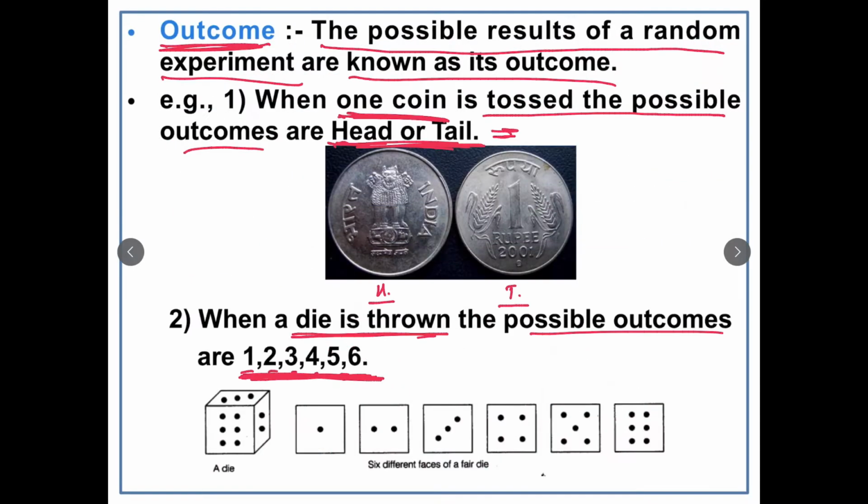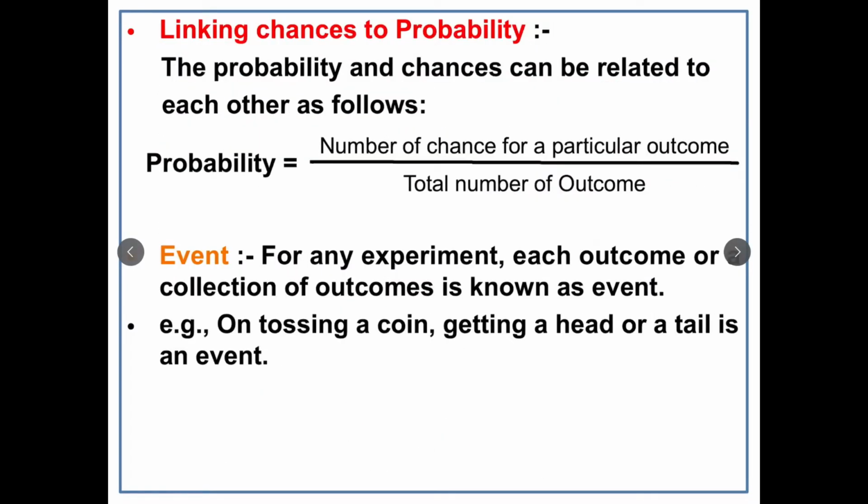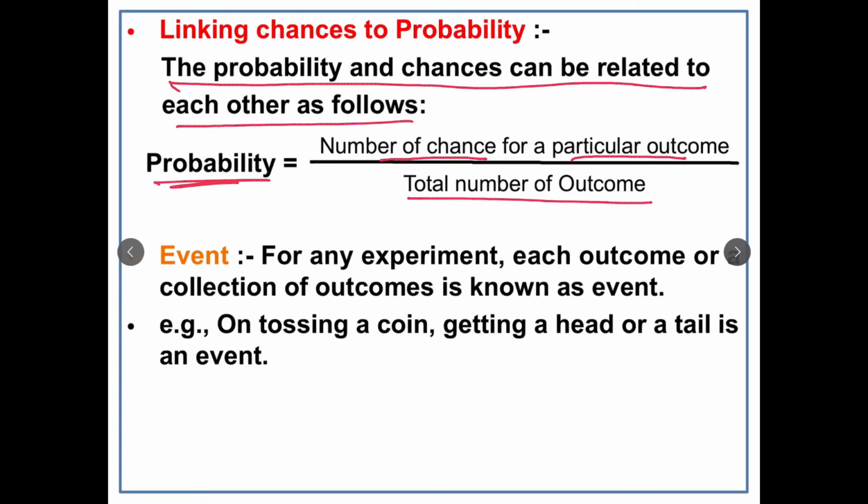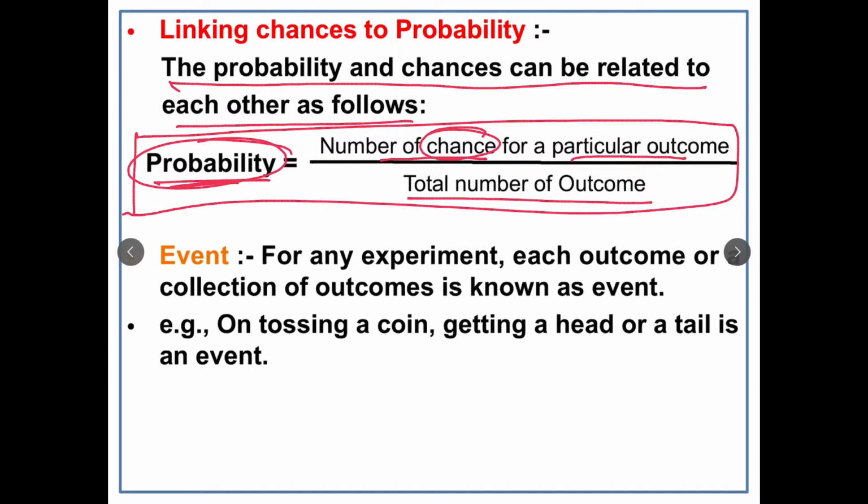Okay, next we have linking chances to probability. We can link the chance to a probability. The probability and the chance can be related to each other as follows. We have this formula to calculate the probability, which is the number of chances for a particular outcome divided by the total number of outcomes. This is the chance and this is the probability, and they are related to each other in this form.